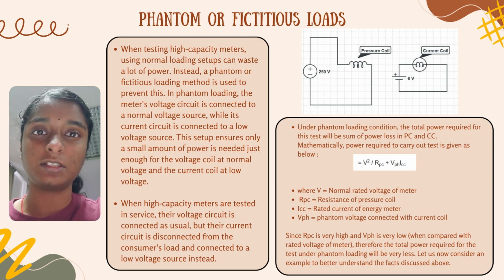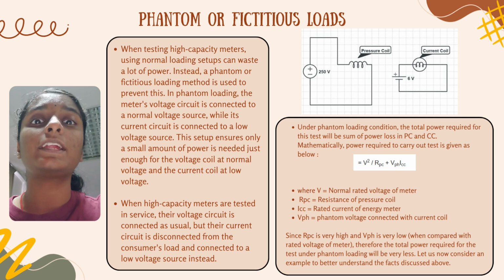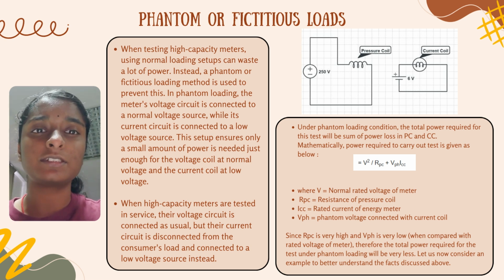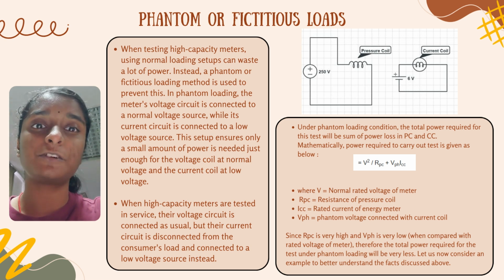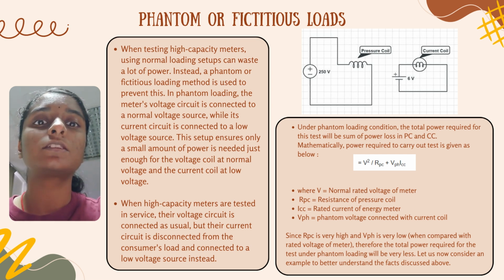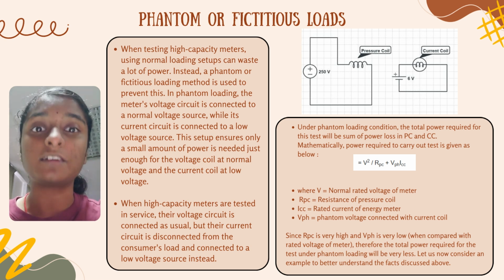So instead of using the other method, we use phantom or fictitious loading method, where the meter's voltage circuit is connected to a normal voltage source, while its current circuit is connected to a low voltage source. So this setup only requires a small amount of power, which is enough for the voltage coil at normal voltage and the current coil at low voltage. So the high capacity meters are tested and their voltage circuit is connected as usual, but their current circuit is disconnected from the consumer's load and connected to a low voltage source instead.